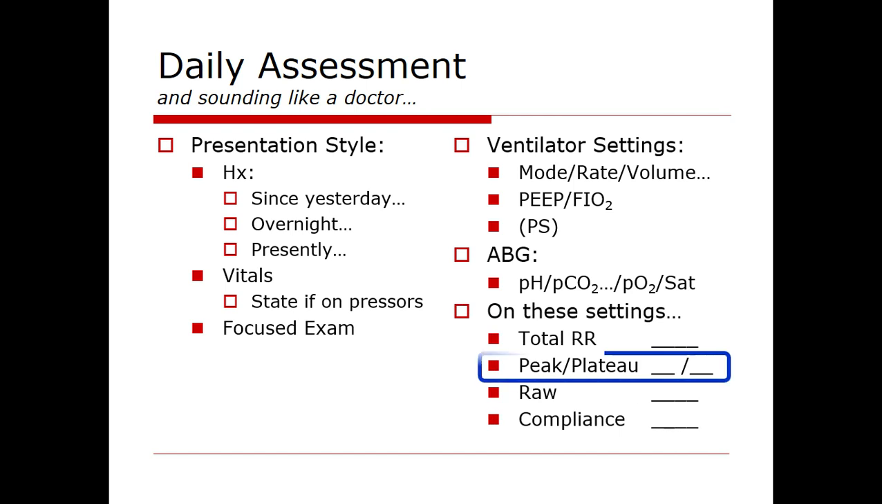Then you're going to say how they're actually doing on those settings. You set a rate, but they could be breathing way over that. So what's their actual total respiratory rate? And then this is a little bit of the complicated thing, which if you're not in the ICU right now isn't immediately applicable, but you all will be in the ICU, so please come back to this at that point. You will frequently report a peak and a plateau pressure, a resistance, and a compliance.